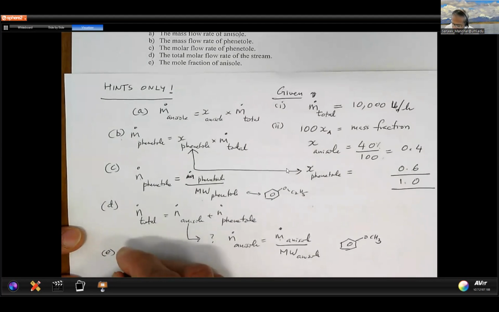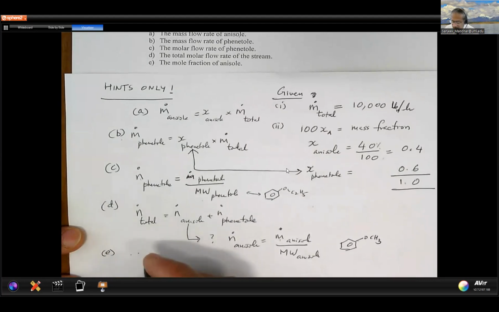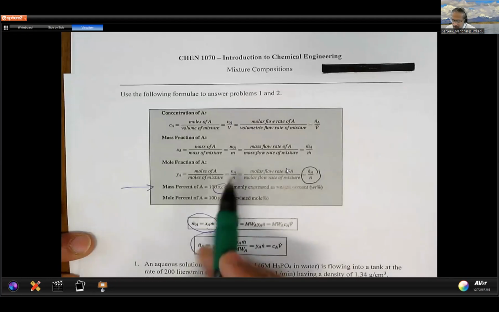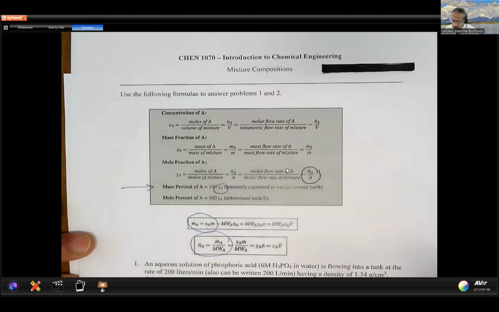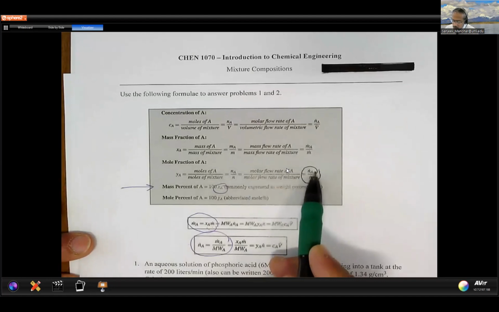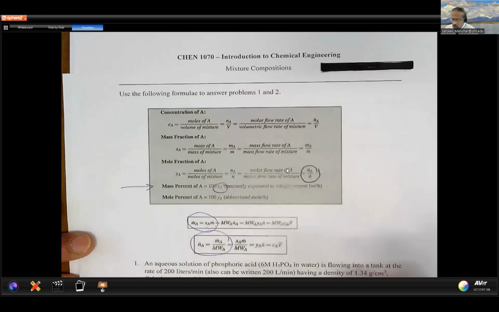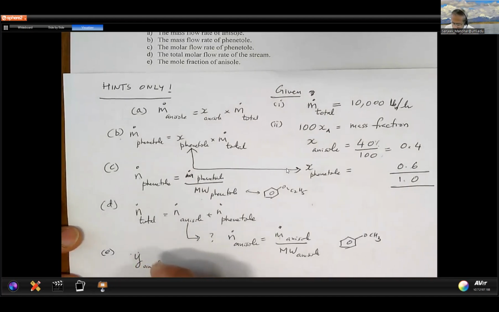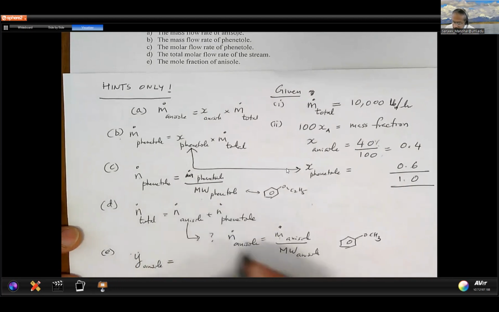E, mole fraction of anisole, right? So mole fraction is what? What symbol is mole fraction? Is Y, right? Mole fraction is Y. Moles divided by moles of mixture, right? Or the molar flow rate of species A divided by the molar flow rate of the mixture, right? You have the molar flow rate total of the mixture. So Y anisole, that's the mole fraction, is what?